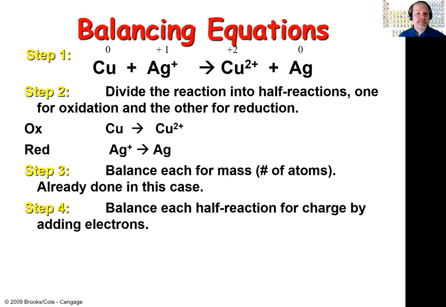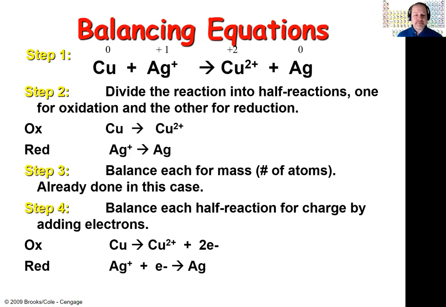Now, copper is going from 0 to +2. How does it do that? We're going to balance that half reaction using electrons and electrons only. In order to become positive, you have to give off electrons. The way to do that is to have 2 electrons as products. This will now balance the charge on both sides of the oxidation half reaction. Silver then gains an electron to go from +1 to 0.